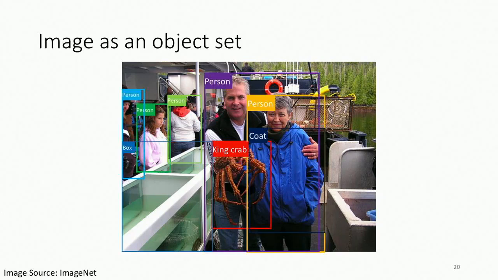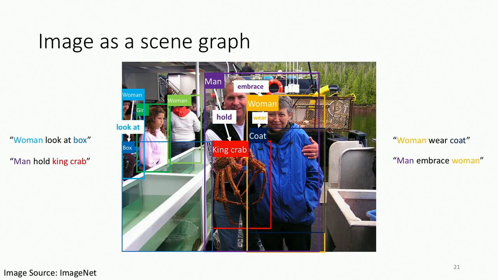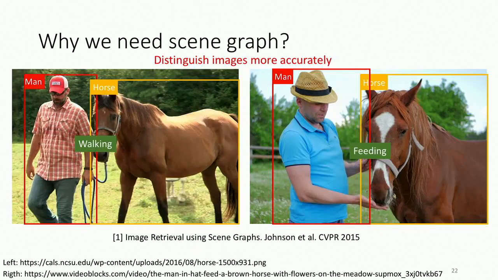But what if we can also detect all of the objects in this image? And finally, we can even model or annotate the relationships between the objects. So for example, the man holds a king crab, the woman looks at a box, etc. So why do we need a scene graph?